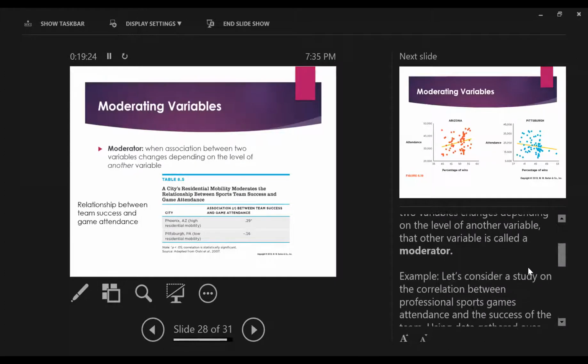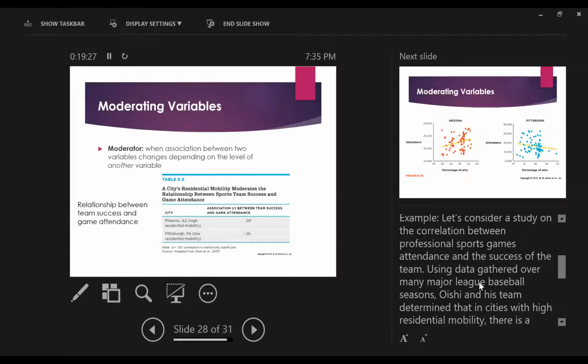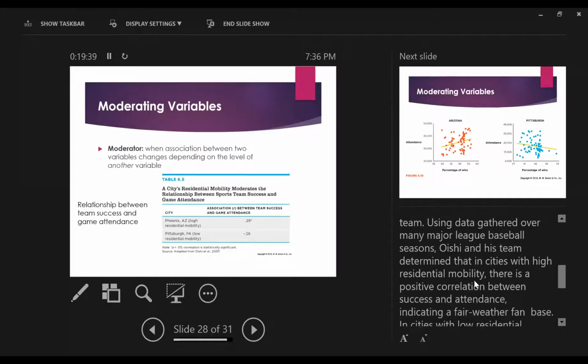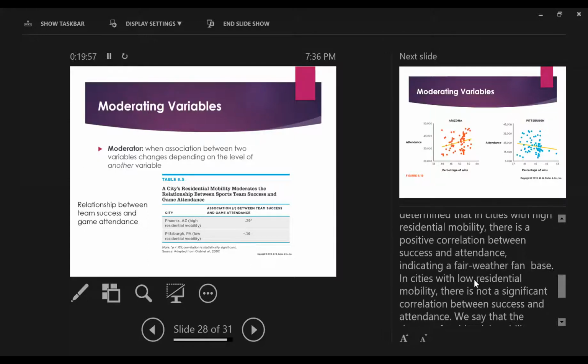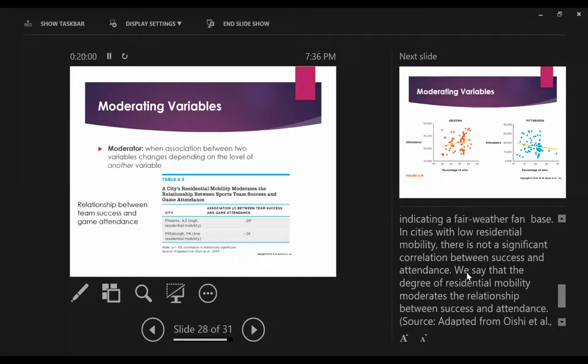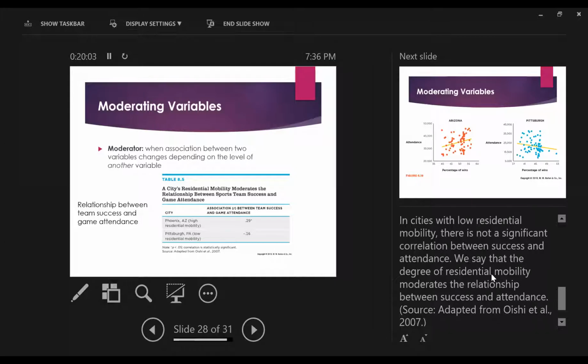So this is a correlation between professional sports game attendance and the success of a specific team. We use multiple data points gathered over multiple Major League Baseball seasons, and we find that in cities that have high residential mobility, there is a positive correlation between success and attendance, which shows this fair weather fan. You guys know that term? You're supporting them when they're doing well. In cities where there's low residential mobility, there is not a significant relationship between success and attendance. So again, the degree of residential mobility acts as a moderator.